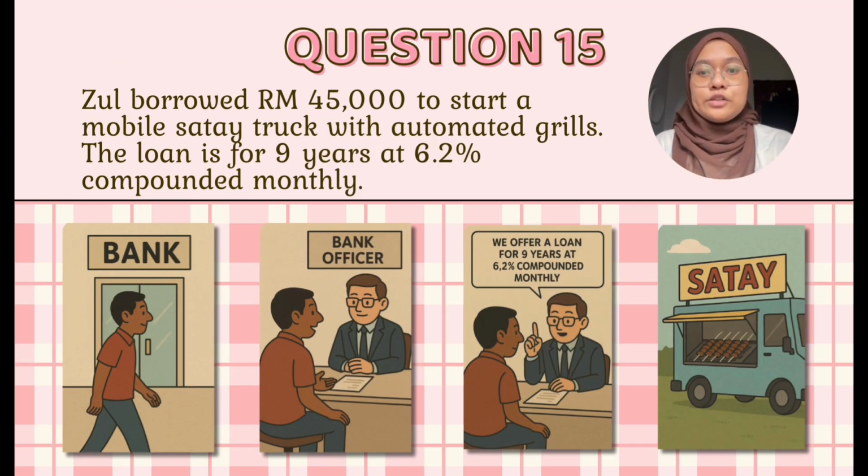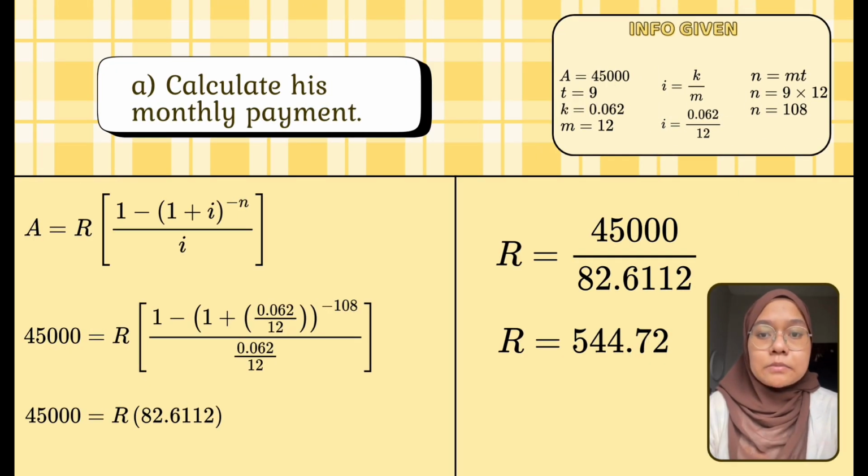Next, let's move on to the question. To borrow 45,000 to start a mobile study truck with automated close. The loan is for 9 years at 6.2% compounded monthly. Calculate his monthly payment.